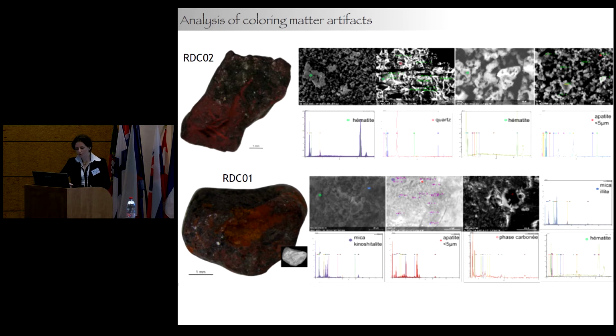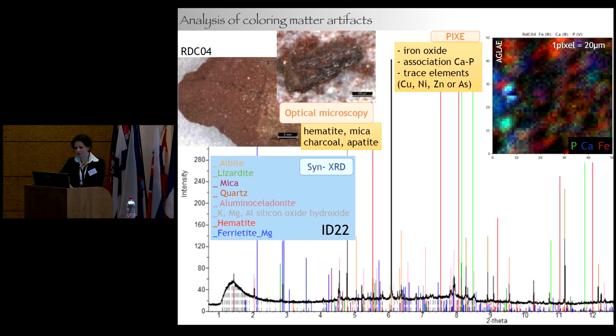And we wonder about the origin of this coloring matter. Due to the morphology of the hematite, and also due to the elemental composition and the presence of some trace elements, we suppose an origin from a vein mineralization. For the other objects, we are less certain.